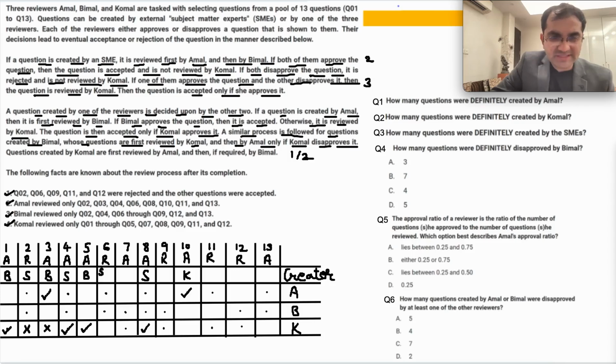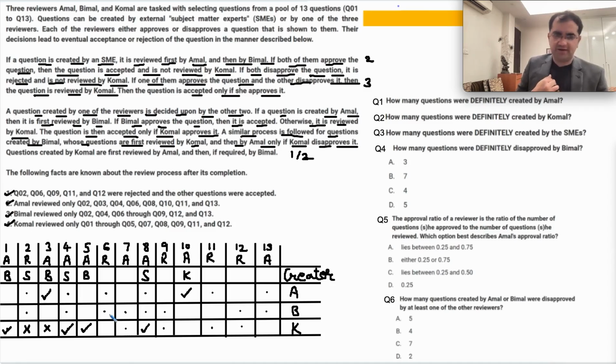So in question number 6, what you have is A, and question 6 has been rejected. A and B have reviewed this. Either both of them rejected it, disapproved of it, that's why the paper got rejected, or K made the paper, it went to A, disapproved, it went to B, disapproved and it got rejected.